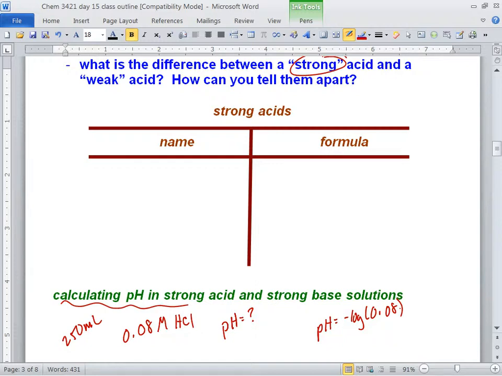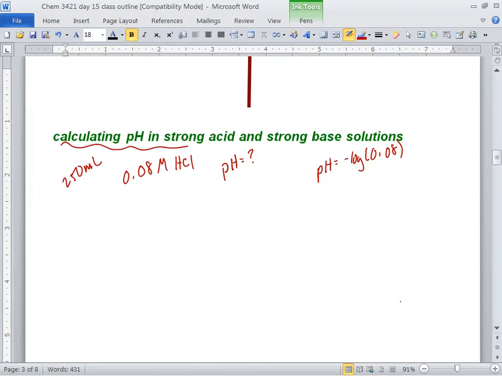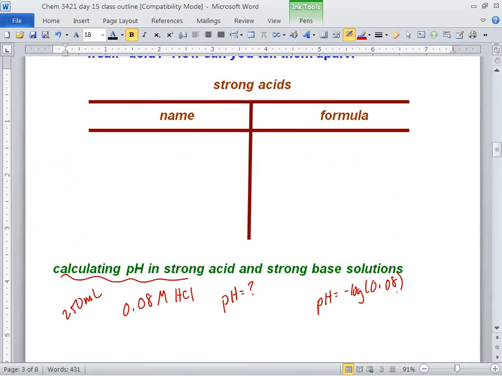So that's how you get the pH, because it dissociates 100%. So if the HCl concentration is 0.08, well then the chloride concentration is 0.08. The hydrogen ion concentration is 0.08 because it dissociates 100%. Okay. Compare that to calculating the pH of a weak acid, and that's coming up. But the point is you can't just do this for a weak acid.